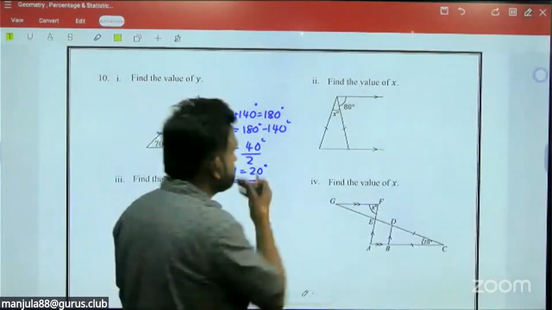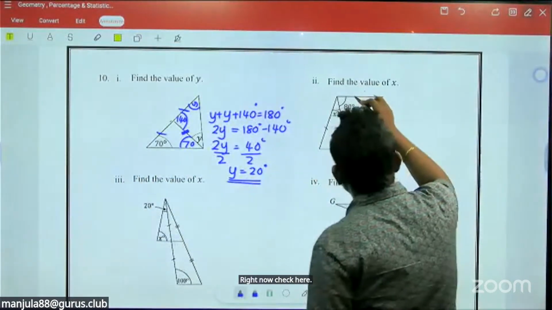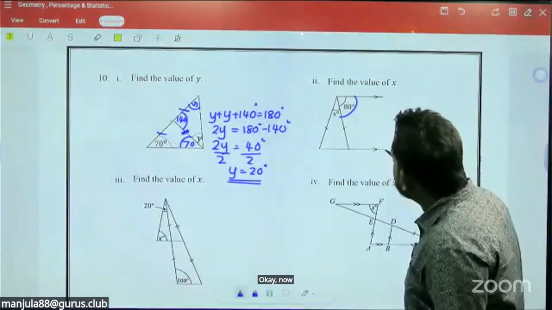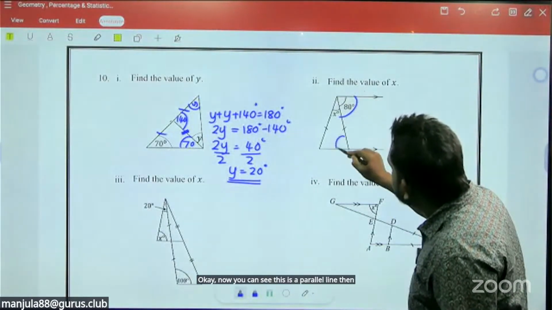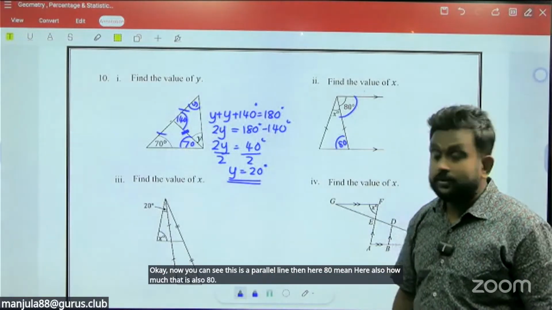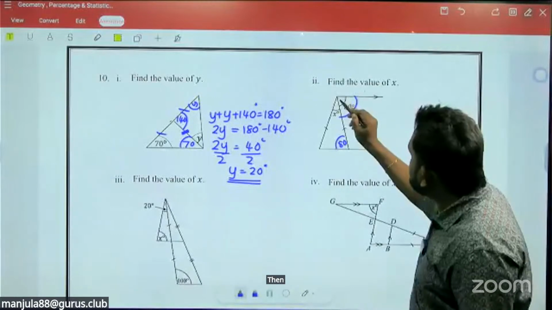Right. Now check here. This is 80 degrees. Okay. Now you can see this is a parallel line. Then here 80, so here also how much? That is also 80. Then here 80, here 80 is a shape.